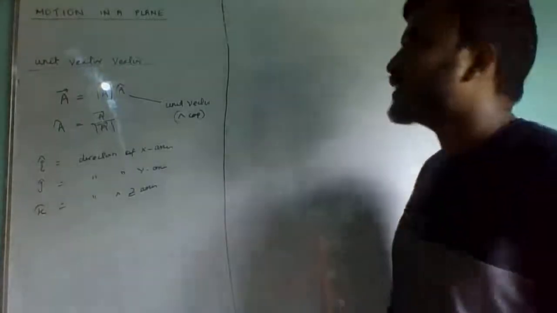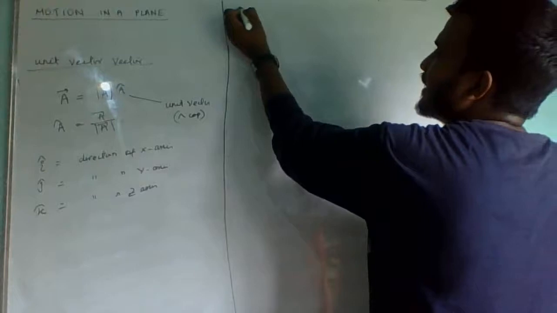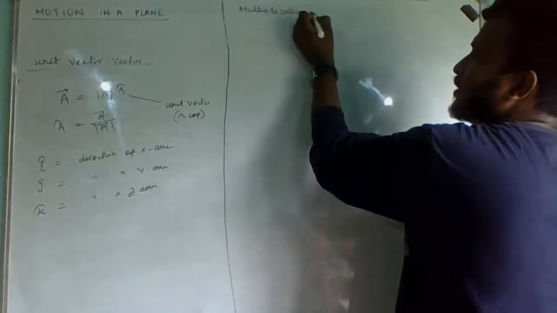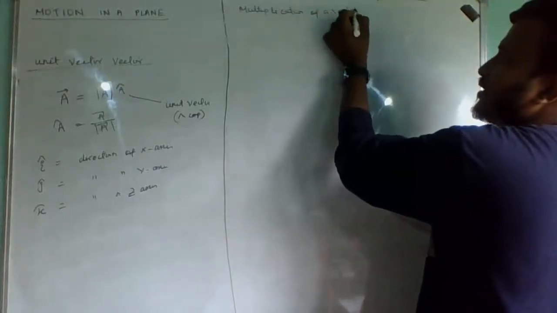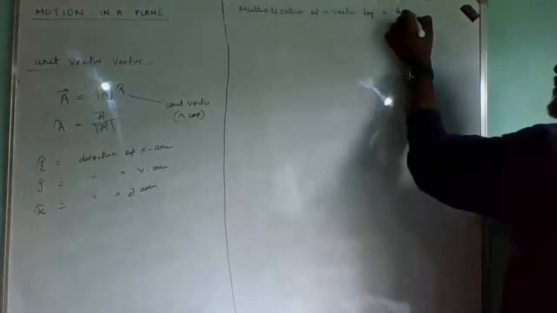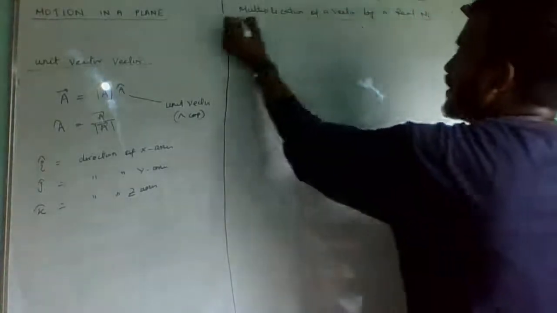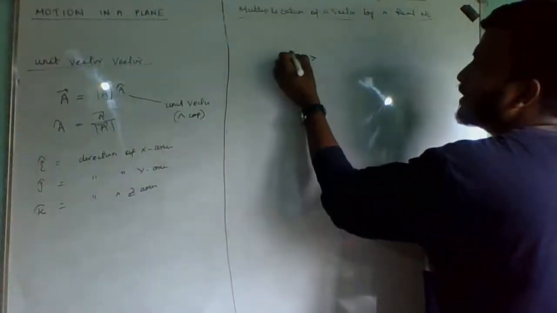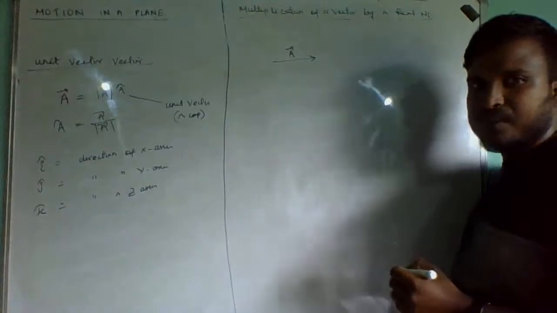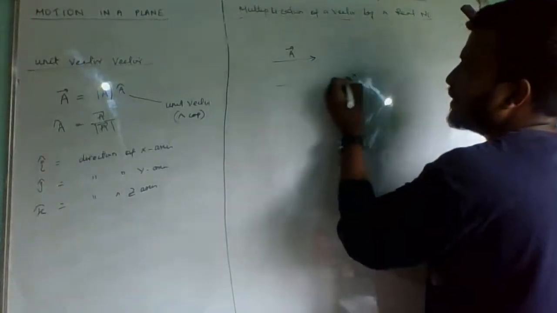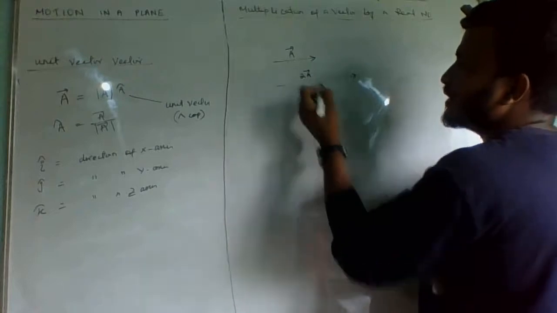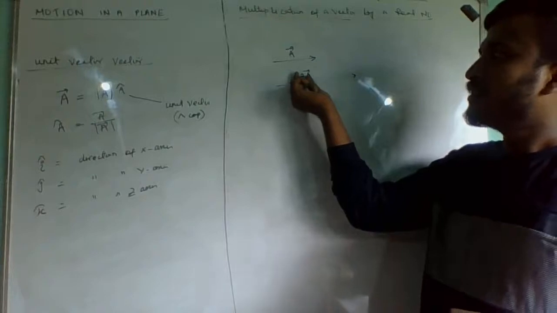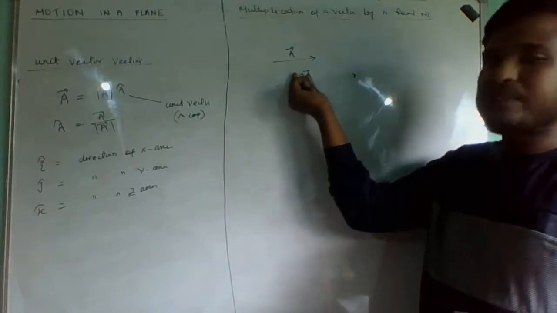Now, let us see multiplication of a vector by a scalar, by a real number. Suppose the vector is present here, vector A. Suppose I multiply this vector by 2. You see, this is the length of this vector. If you multiply by 2, what will happen? Only the magnitude part will change. Is the direction changing? The answer is no.